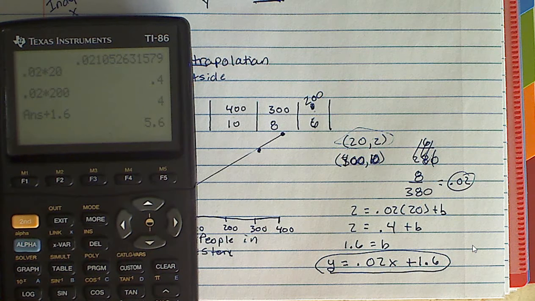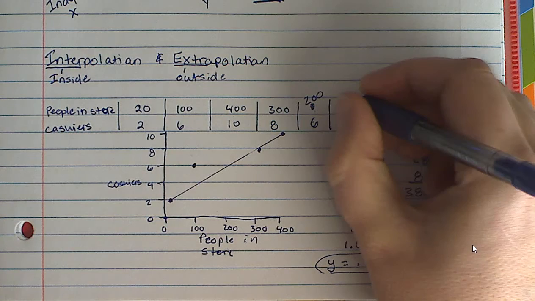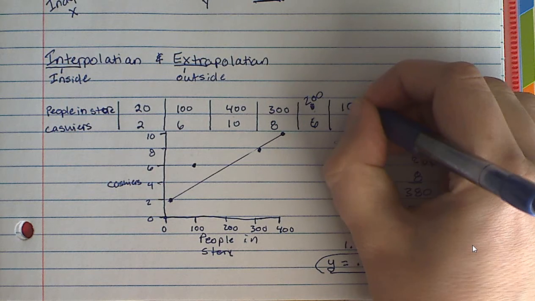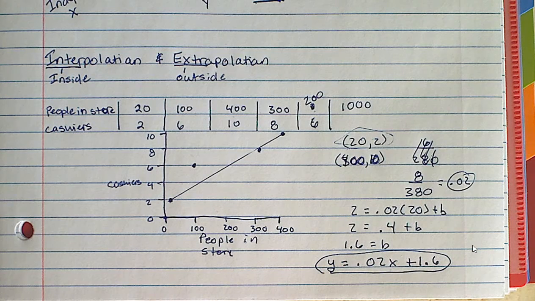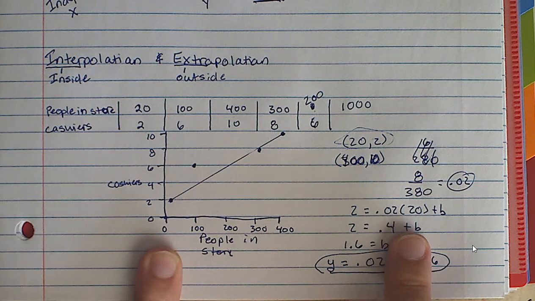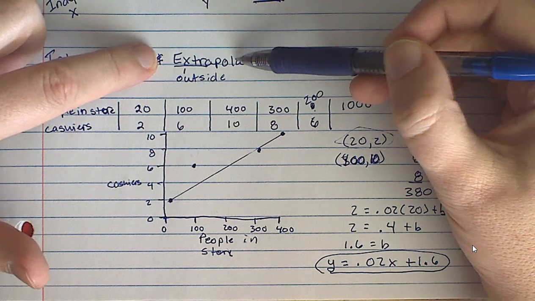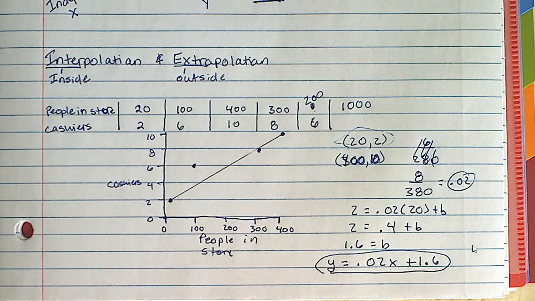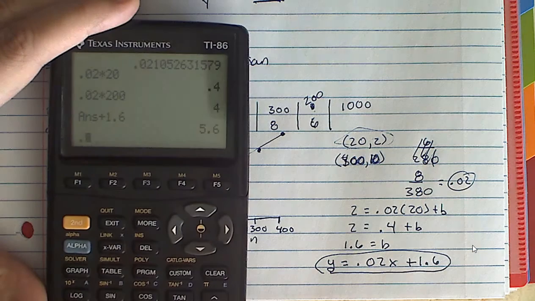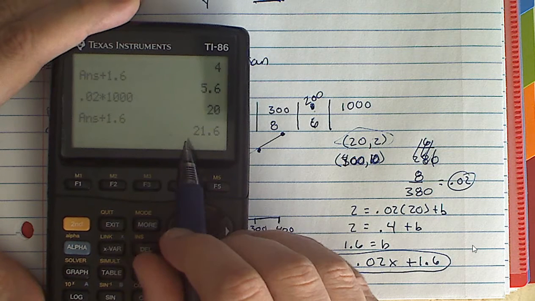So let's do 6 cashiers. Okay? Now, let's say that I'm scheduling for Black Friday, and I know I'm going to have 1,000 people coming in on Black Friday. Now, is 1,000 inside this bit of information, or is it outside? Now, if it's outside, that's extrapolation because it's extra. I can still use my formula here. I'm going to do 0.02 times 1,000 and then add 1.6. So how many cashiers should I have?